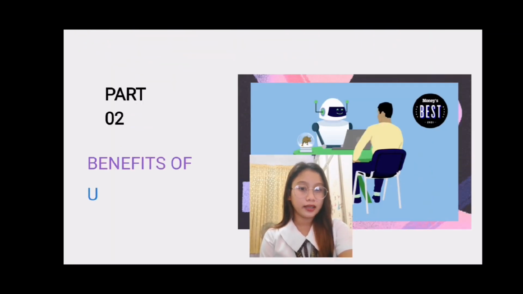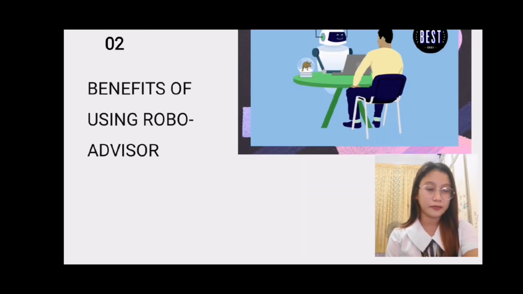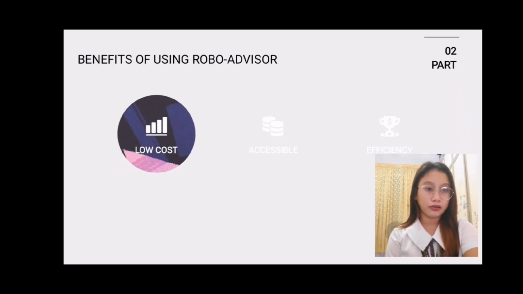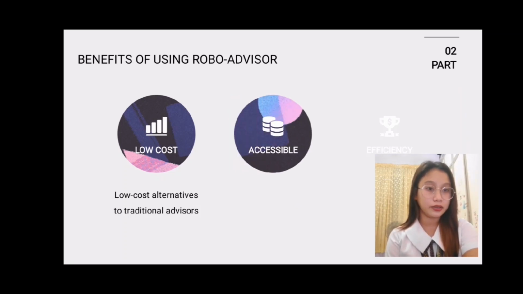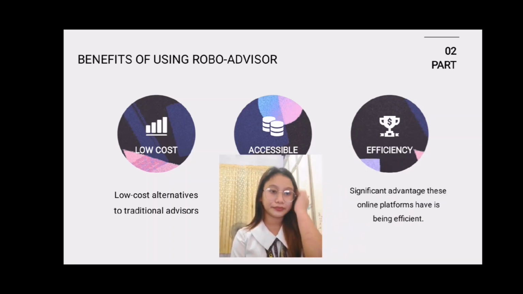Let's proceed to Part 2. The benefits of using a robo-advisor. Robo-advisors are low cost. Low-cost alternatives to traditional advisors. They are also accessible. They are available 24/7 as long as the user has an internet connection. Robo-advisors are efficient. A significant advantage these online platforms have is being efficient.